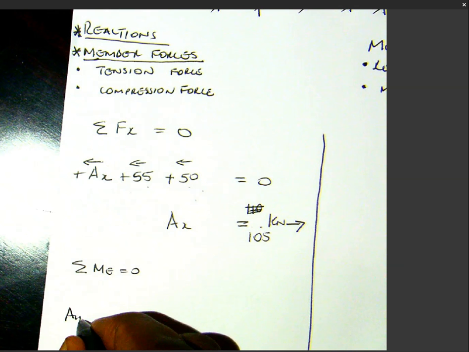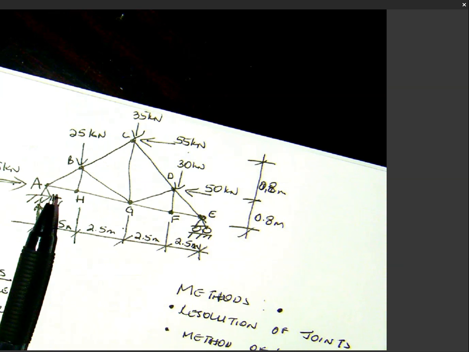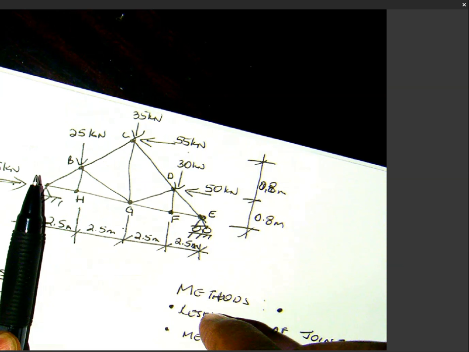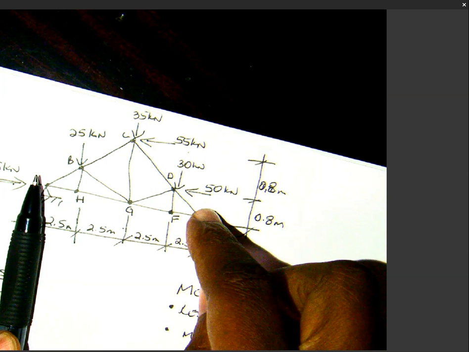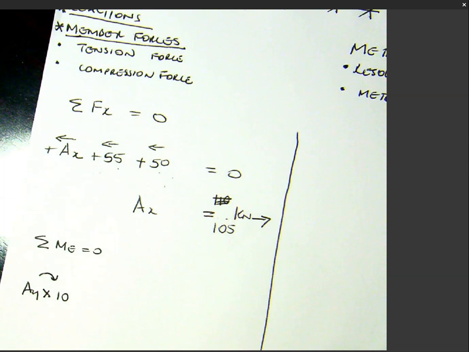times, I'm taking moments about E, the distance, the perpendicular. AY is going in this direction, guys. The perpendicular distance is this distance to where I am taking moments, times the distance is 10. And according to my assumption, AY is rotating point E in the clockwise direction.